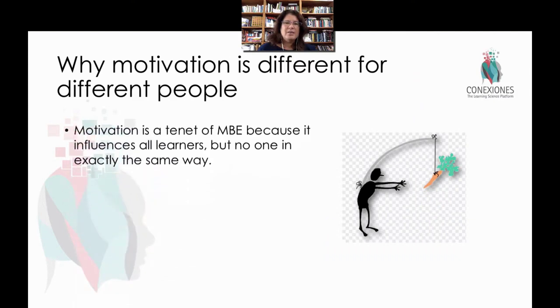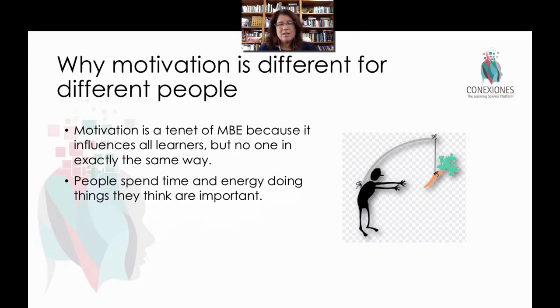So why are they so different for different people? We know that no two people are motivated in precisely the same ways, and that has a lot to do with their own prior experiences. The things that have happened to them in their past will influence what they will be focused or motivated on in the future. But we also know that people spend time and energy, which is equated to motivation, when they enjoy it. And individual tastes or preferences are really hard to put our fingers on sometimes.